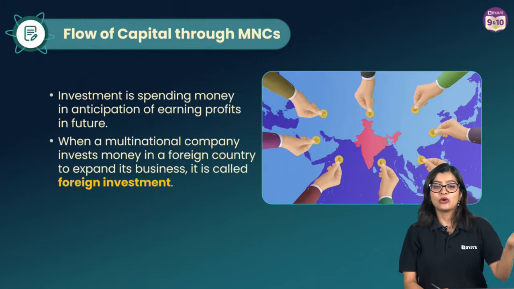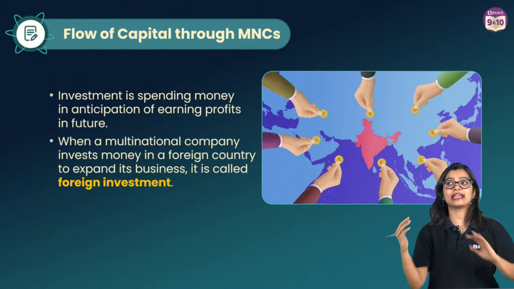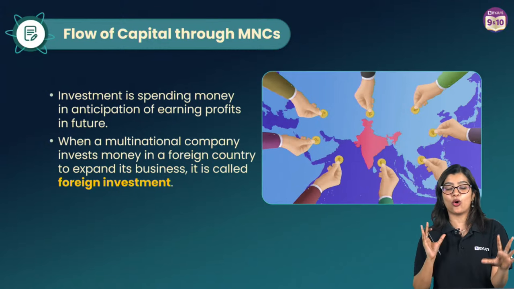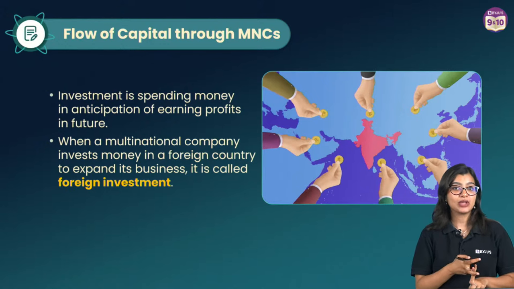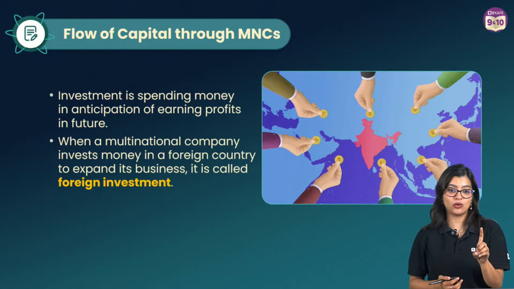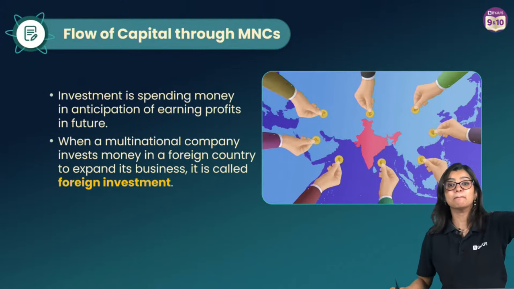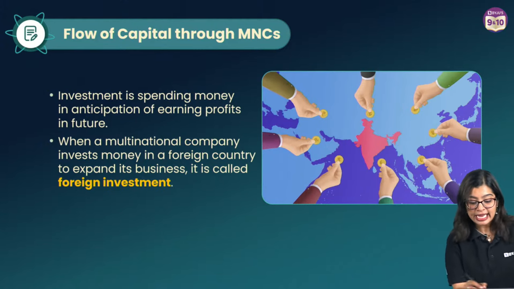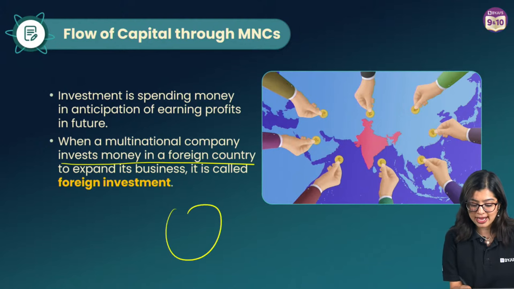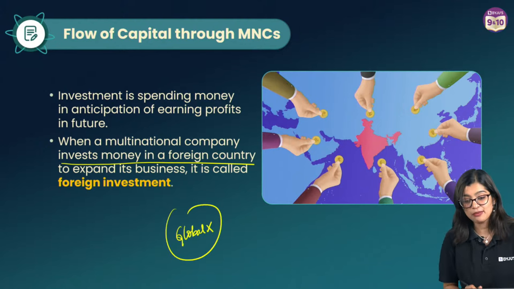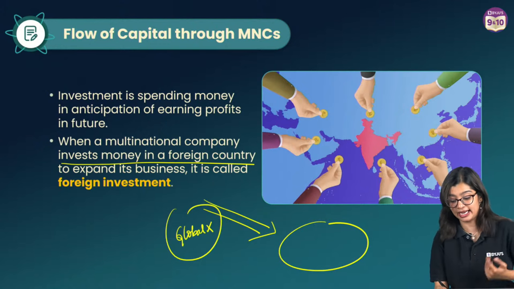So thereby, right, we saw that globalization is interconnectedness and rapid flow, let's say, across different countries through foreign investment. What is this foreign investment now? Have you all understood? Yes. Foreign investment is when this multinational company is going to invest money in a foreign country. So now I am Global X, right? I am Global X and I have decided to invest money in India.